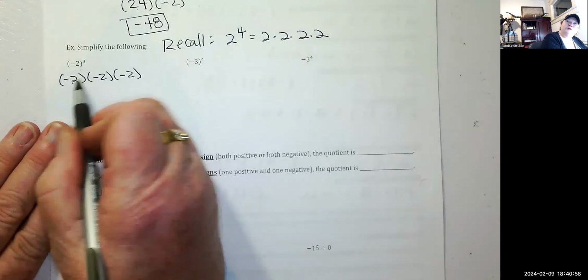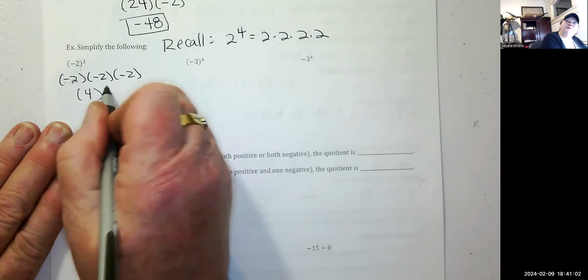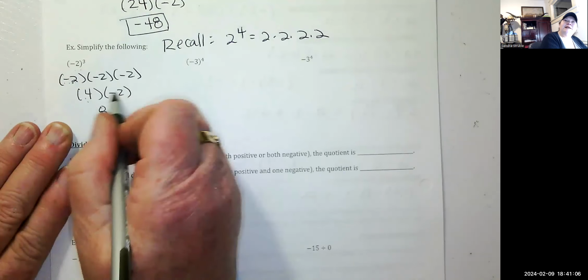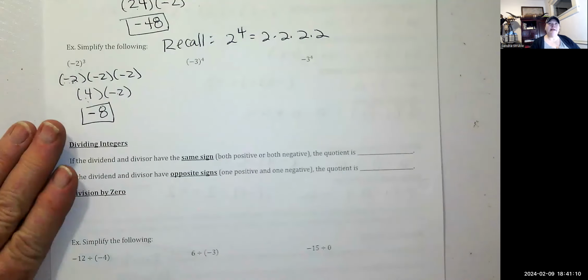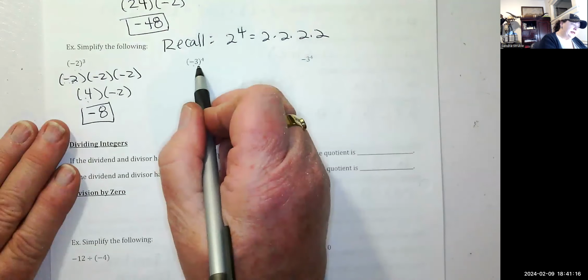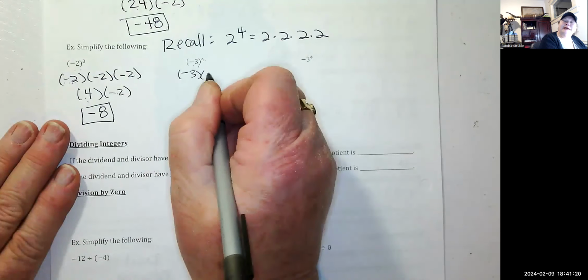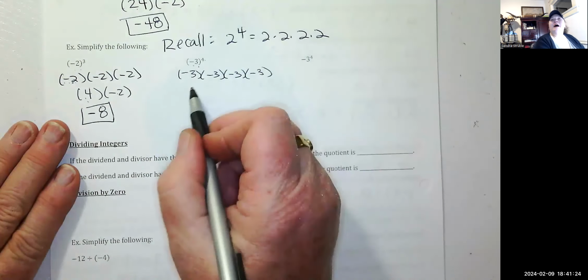-2 times -2, well, 2 times 2 is 4. The signs are the same, so it's positive. The next one, 4 times 2 is 8. We've got a positive and a negative, so the signs are different, therefore it's negative. All right, let's go to the next one. -3 raised to the 4th power. So that's -3 times -3 times -3 times -3.